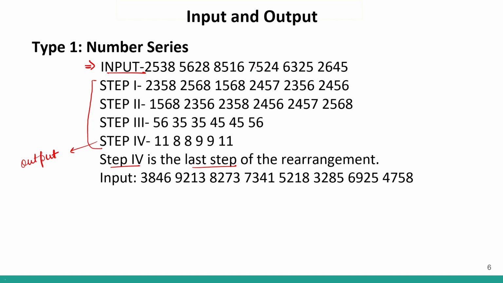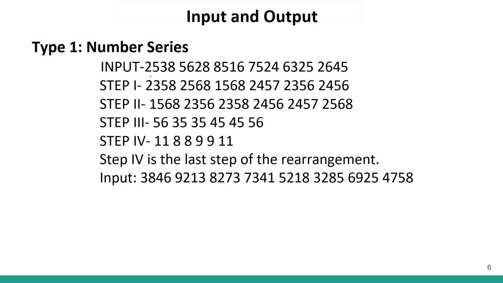So first we will decode this, and then we will perform the same operations on this input, because we will get questions based on this input. So we have to solve this. Okay, so let us start. So the first thing is, let us look at the input. The first input, this is 2538, this is 5628, this is 8516, 7524, 6325 and 2645, right?